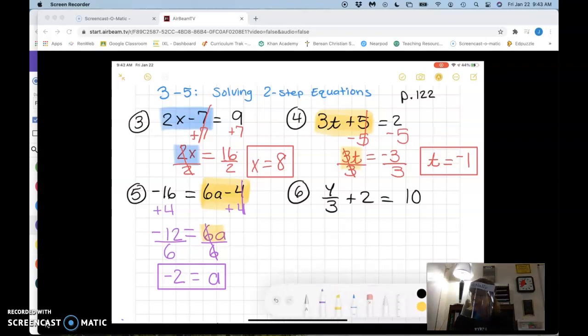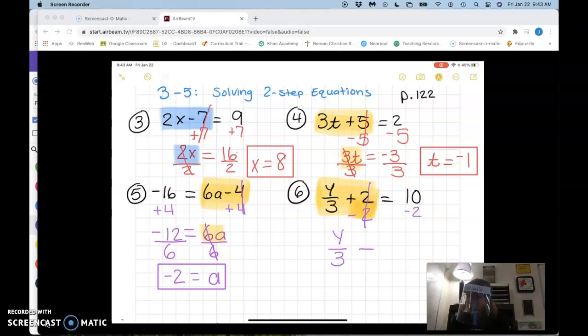So, next problem. We are going to look at what is happening to the variable. What is happening? Addition. Adding 2. So what are we going to do? Subtract 2. Whatever I do to one side, I do to the other. So I'm left with y over 3 equals, and what's 10 minus 2? 8. Yep.